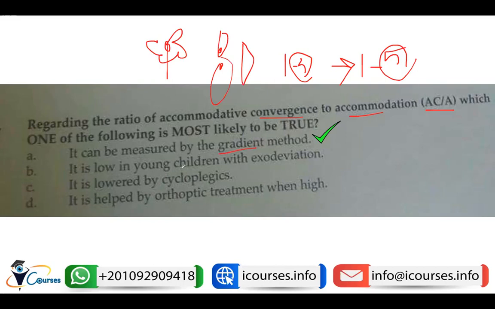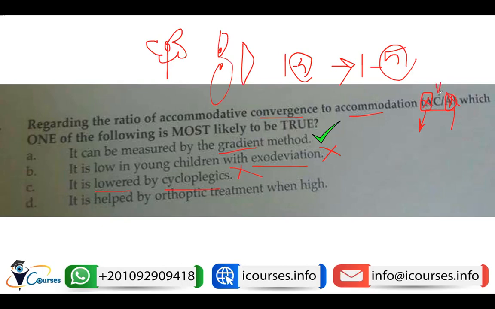It is low in children with exodeviation. This is not true. I don't want to go much into strabismus details. It is lowered by cycloplegics. Again, this is not true. This is simple to explain, because if we are giving cycloplegics, the accommodation here will be lost and the accommodation here will be lost. Since the accommodation here and there will be lost, the ratio will be the same.